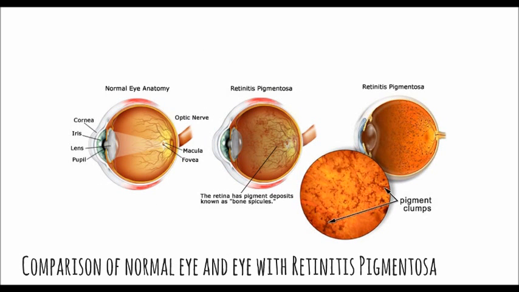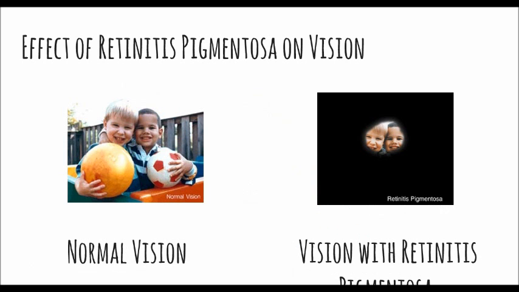So this diagram represents the comparison of a normal eye and an eye affected with Retinitis pigmentosa. The eye with Retinitis pigmentosa has pigment deposits known as bone spicules, and these represent the pigment clumps. Effect of Retinitis pigmentosa on vision. The diagram on the left shows the normal vision, and that on the right shows the vision with retinitis pigmentosa. You can clearly see that the disease has affected the vision to a much larger extent.